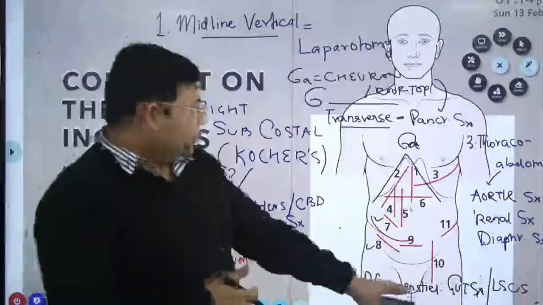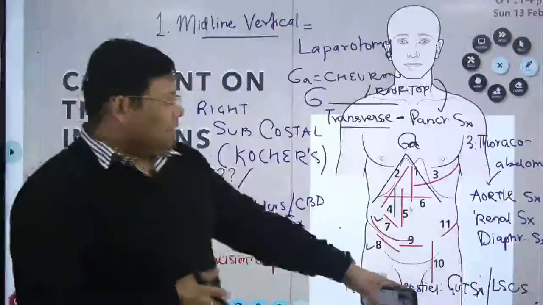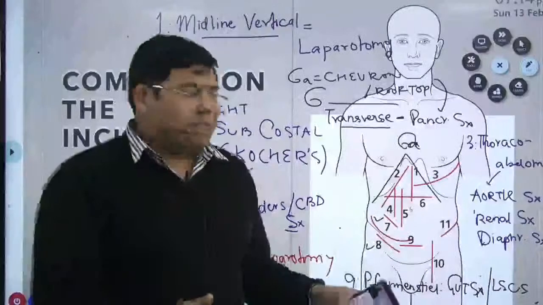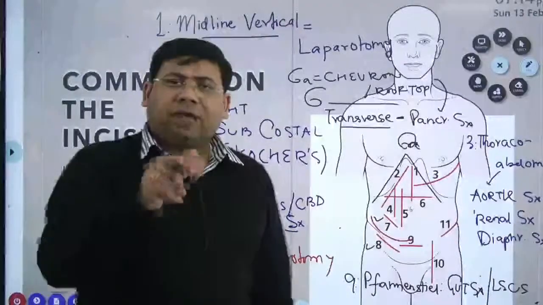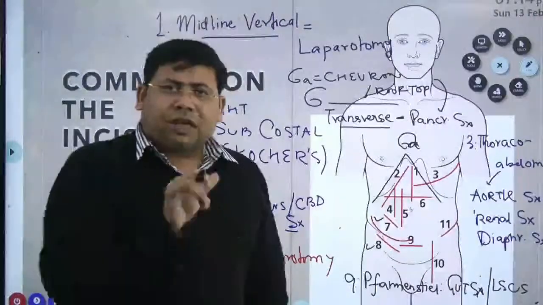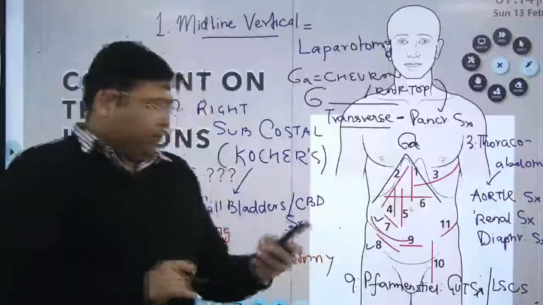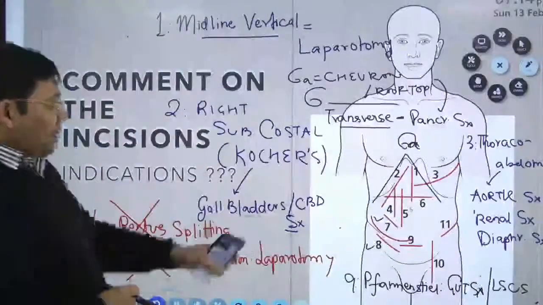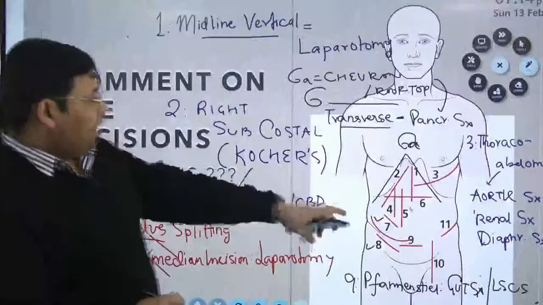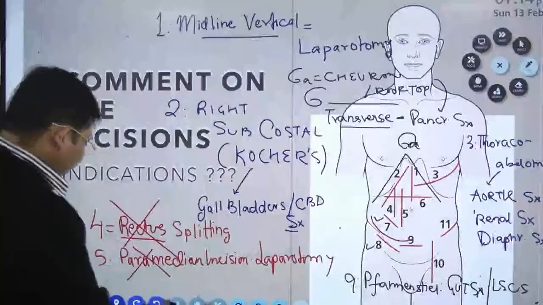So Pfannenstiel incision is used for gynecological surgeries, for LSCS, and also during laparoscopy when we want to extract a big specimen. So this is very important. Next, let us see incisions number 7, 8, 11 and 10 in the next page.